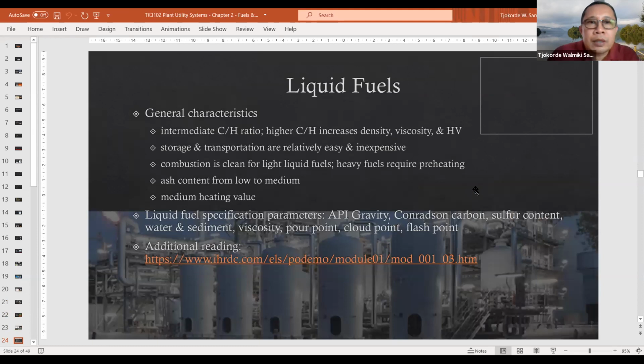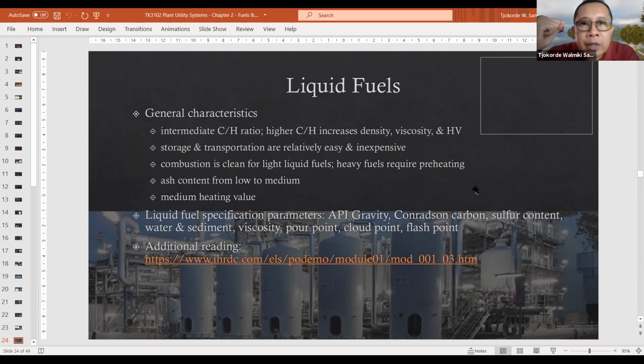Liquid fuels. The general notion of a liquid fuel is that they have intermediate everything. They have intermediate energy density. They are much easier to store and to transport than gaseous fuel, but they are not as easy to store as solid fuels. So everything is in between with liquid fuels. Combustion can be clean or rather dirty. For light liquid fuels, the combustion is generally clean, meaning you do not generate a lot of smoke, a lot of unburned carbon.